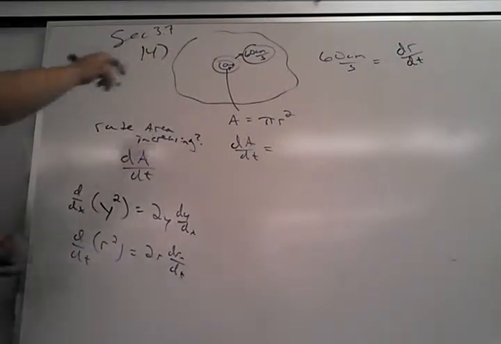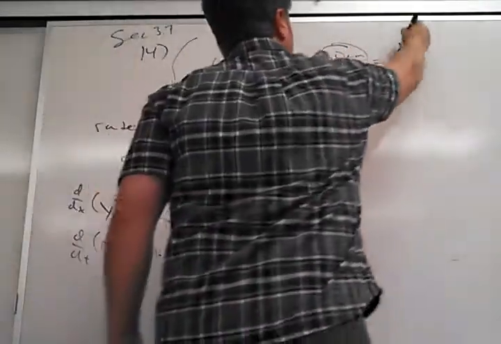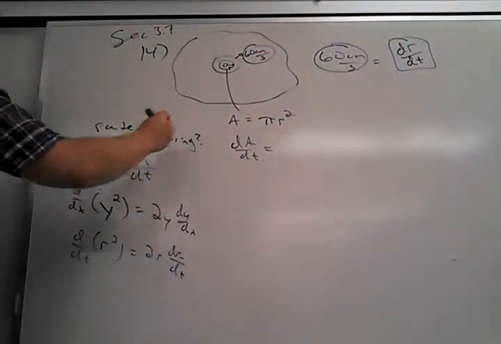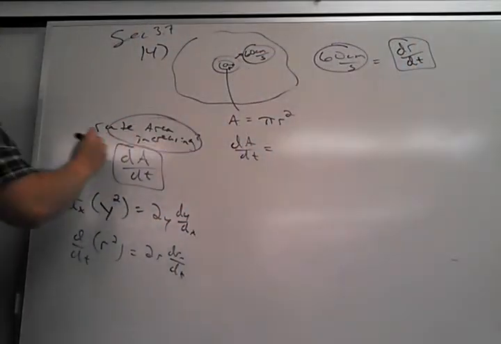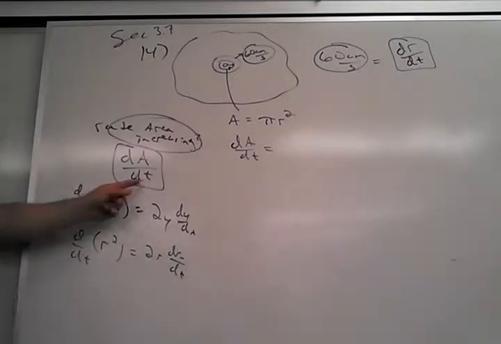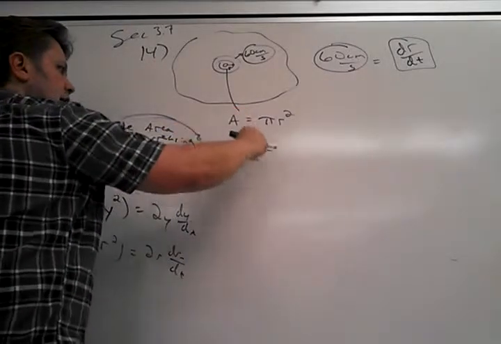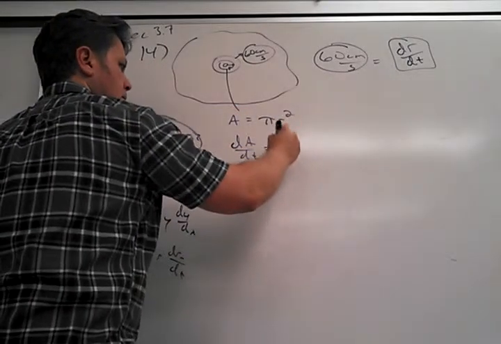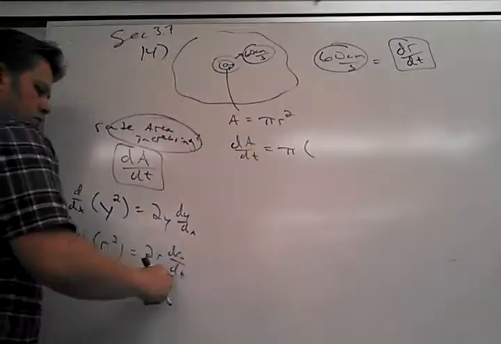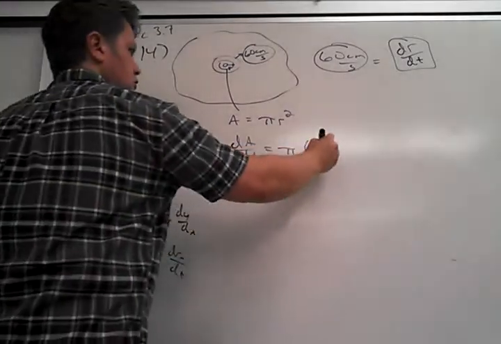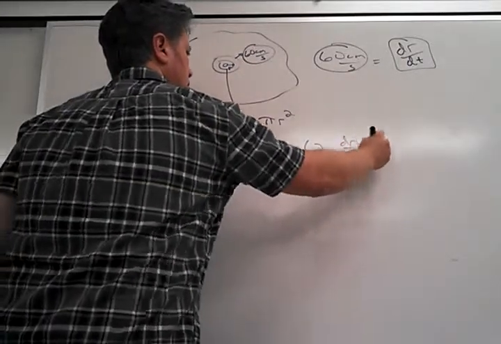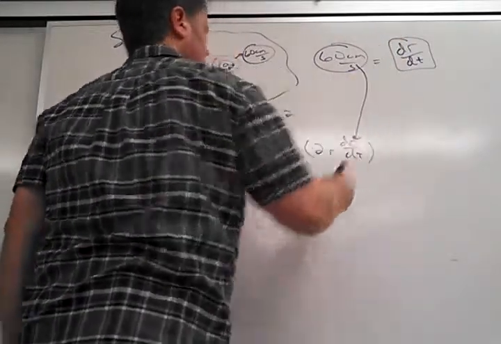So they tell me this. That's the symbol for what they told me. They ask me this. That's the symbol for what they ask me. So the connection there is the dt. I have to take the derivative with respect to dt so I can plug this stuff in. So I know that dA/dt equals pi times 2r dr/dt. And now I can plug that in there and solve for dA/dt.